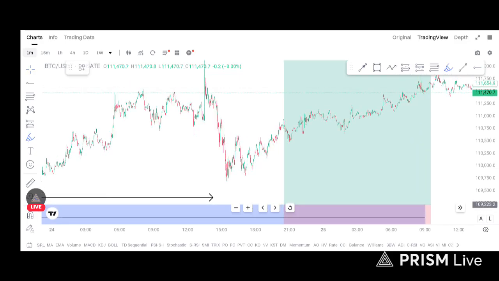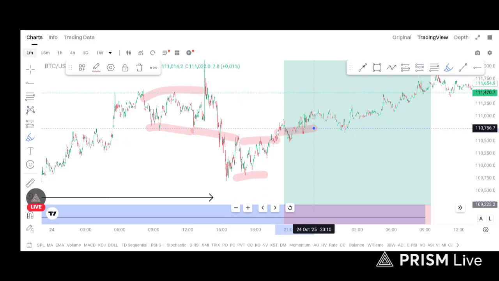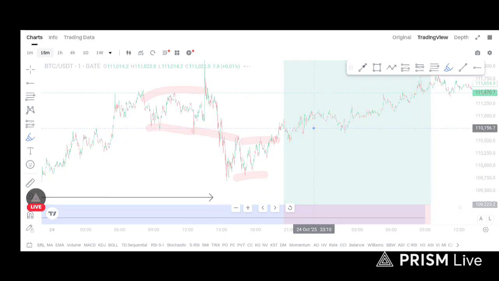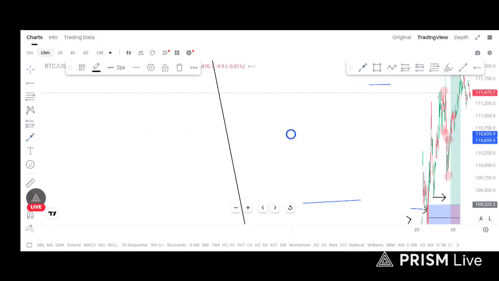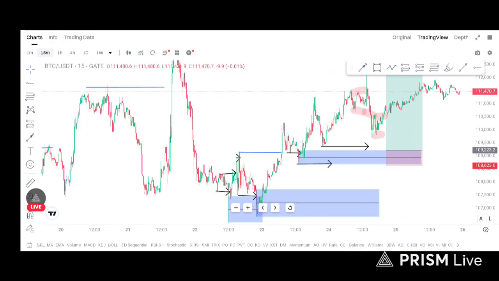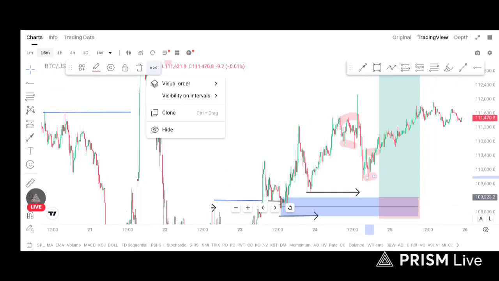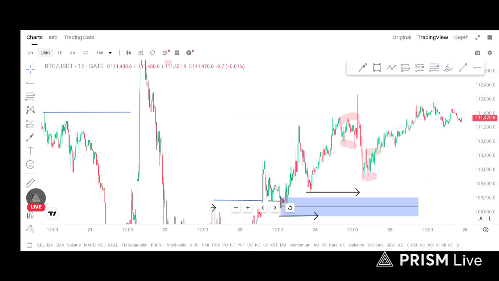That's why you just avoid that and go to a higher time frame to get a nice view of things, right? So let's clean all of that.